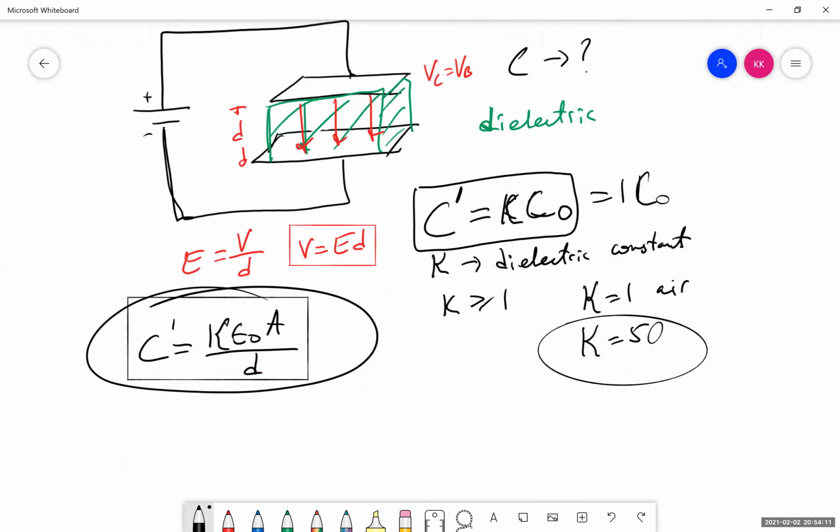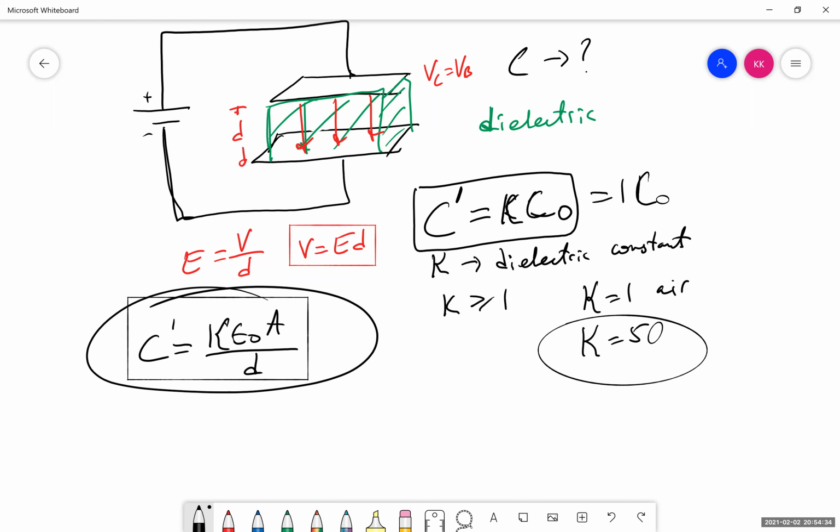Now, let's talk about energy stored in the capacitor. A capacitor can store energy, so how can we calculate that? Most of the time in our simulation you don't have to do this calculation, because it technically allows you to measure it.